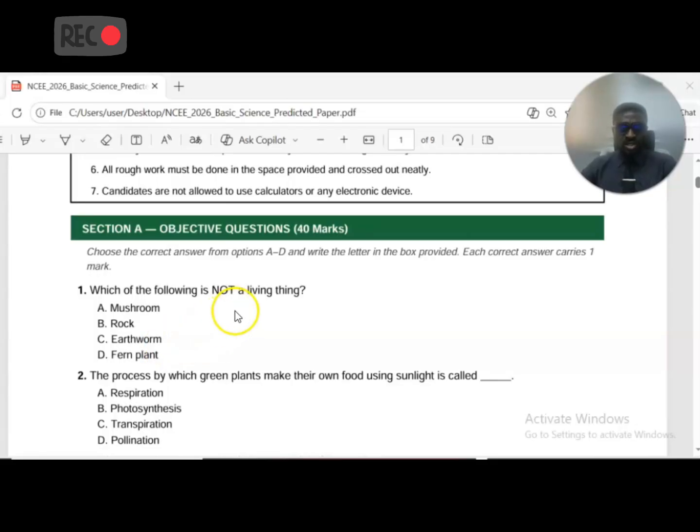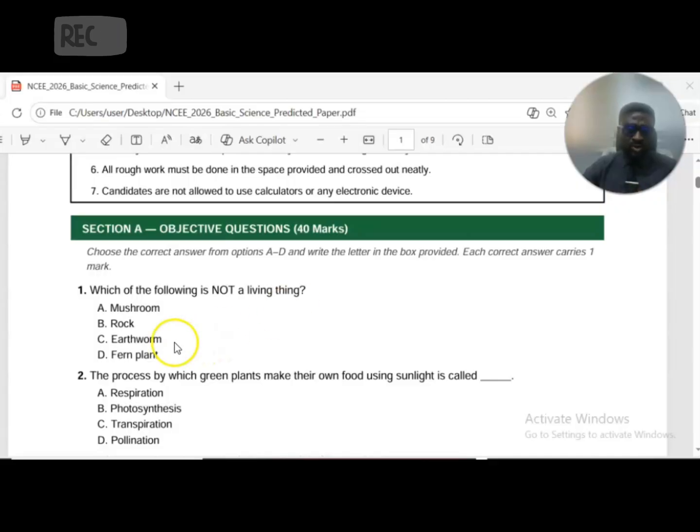1. Which of the following is not a living thing? The word not has come again. In my previous video, I've laid emphasis on questions that come with the word not or except. So you need to pick the odd one out of other distractors. Option A says mushroom, option B rock, option C earthworm, option D fern plant. Looking at this list of options, which amongst them is not a living thing? That tells you that the other 3 are living things, while 1 amongst them is not.